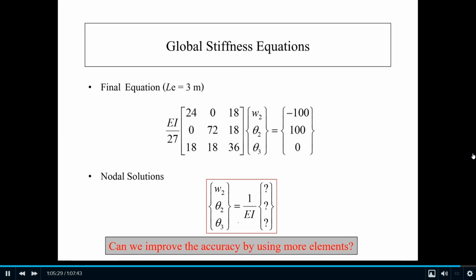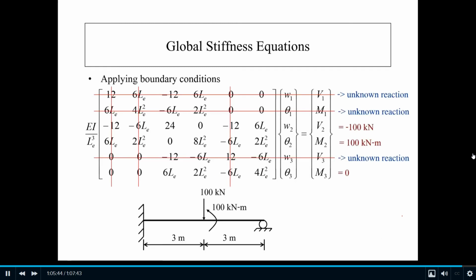In this case, I already said no, because this one is already exact. The deflected shape is also exact actually, because for this particular problem the shape is cubic. It's exactly the same as the FEM approximation.